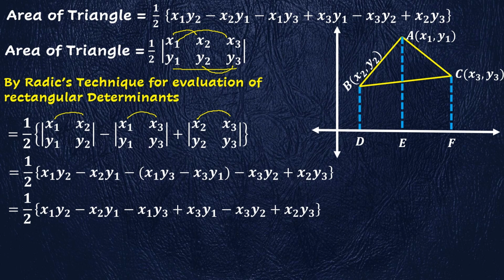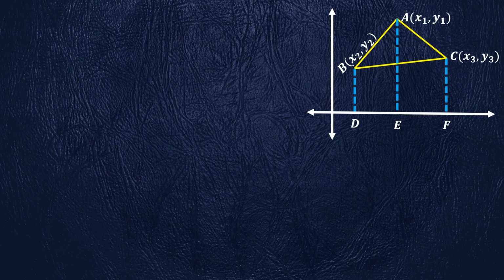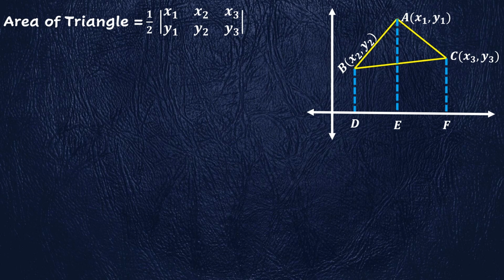After simplifying, we see that this expression and this expression are same. It means both forms of area are same. So we can say that the area of triangle can be written as 1 by 2 into rectangular determinant x1, x2, x3, y1, y2, y3. So we have proved that area of triangle is equal to 1 by 2 into this 2 cross 3 determinant.